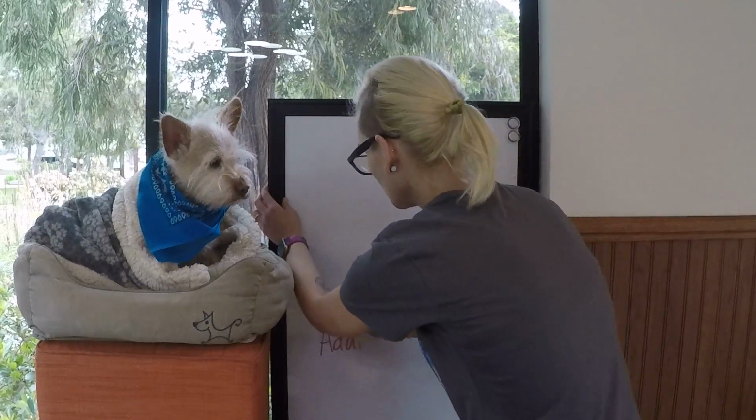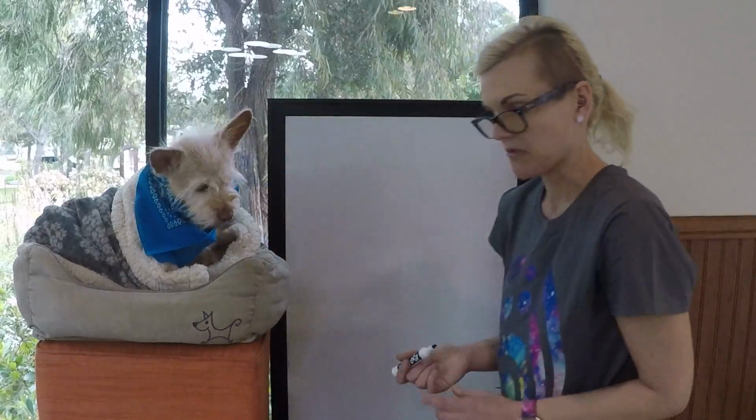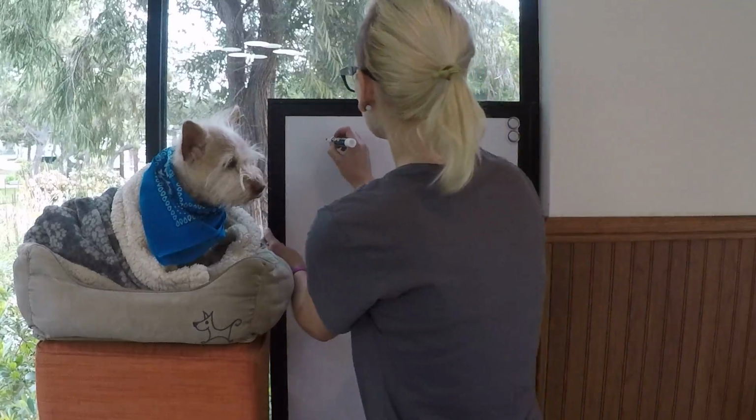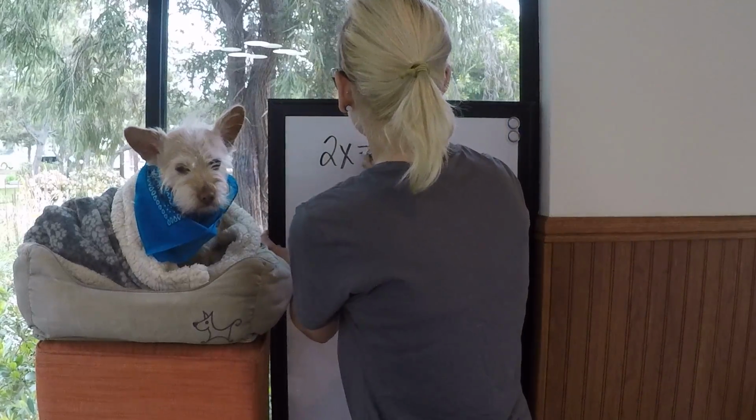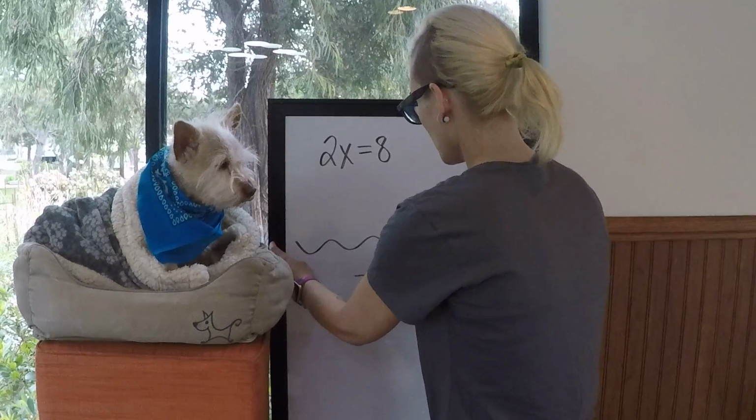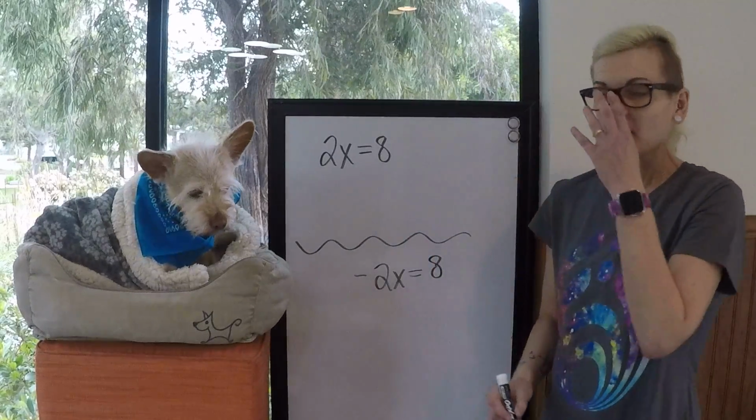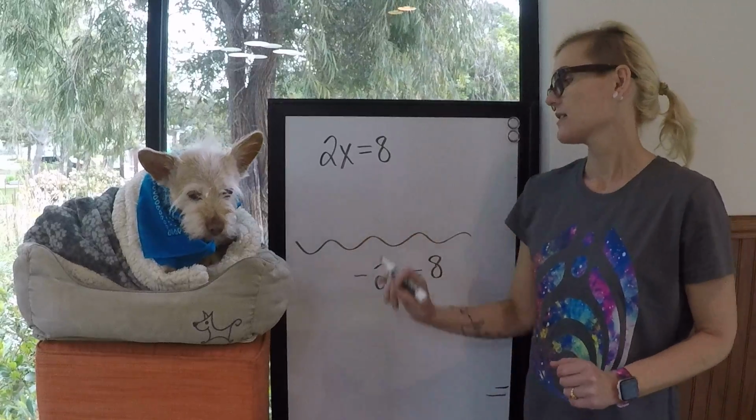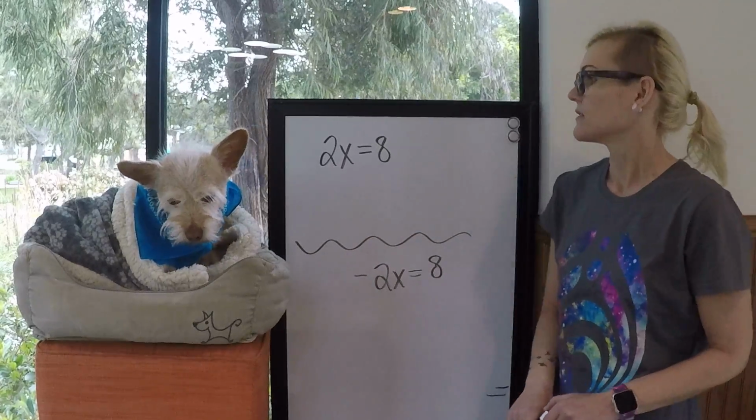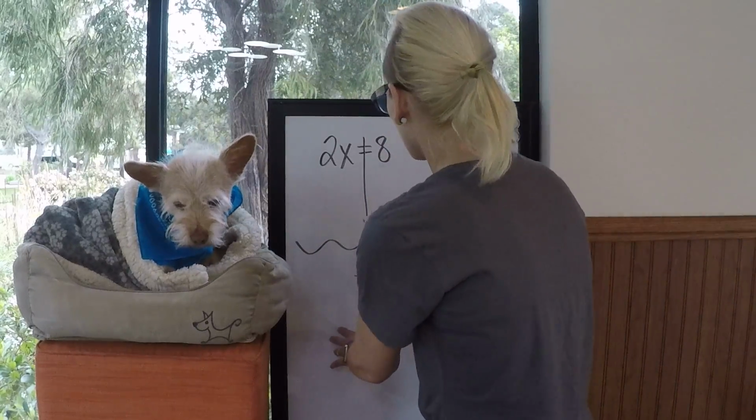Alright, so if you have a blue pen or a different color pen, we're going to show it in a different color. So we're going to show 2x equals 8 over here, and a negative 2x equals 8 over here. Another thing to point out is that I'm showing x on the left-hand side, but x does not always have to be on the left-hand side. So I'm going to put a line through my equal sign.